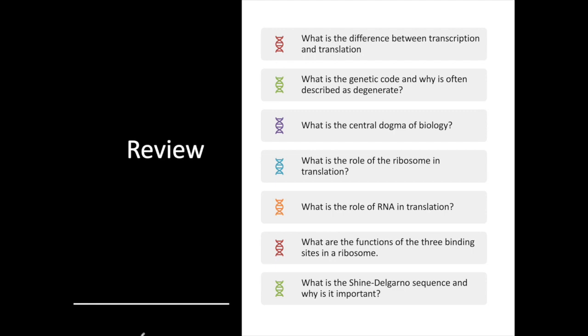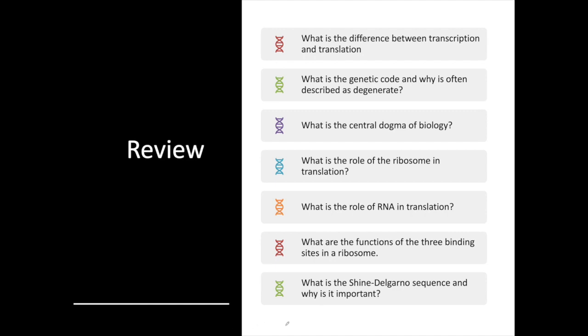I'll explain that in a minute. What is the central dogma of biology? So know those different steps. What's the role of the ribosome in translation? And by this I mean you should be able to describe how a ribosome works, how it functions, the A site, the P site, the E site, what occurs in each of those sites.